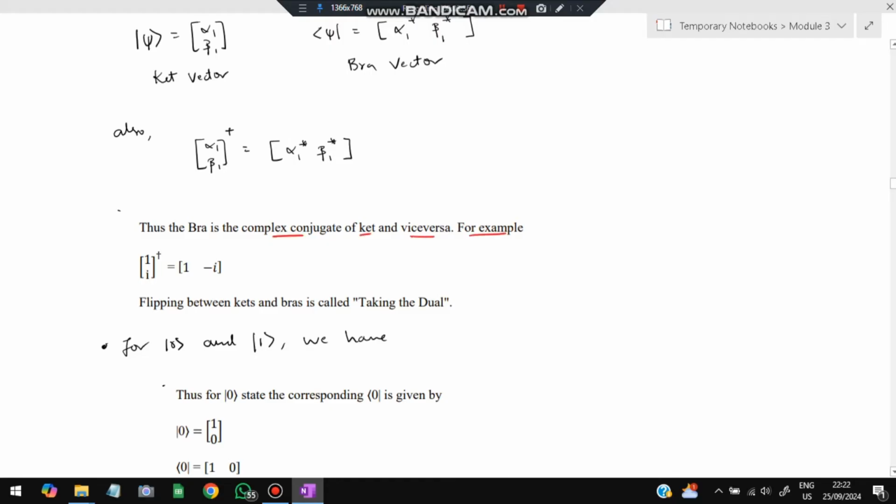For example, take 1 and i. Find the conjugate transpose of this one: (1, i) becomes (1, minus i). Okay, this is the row and this is the column. So flipping between ket and bra is called taking the dual.